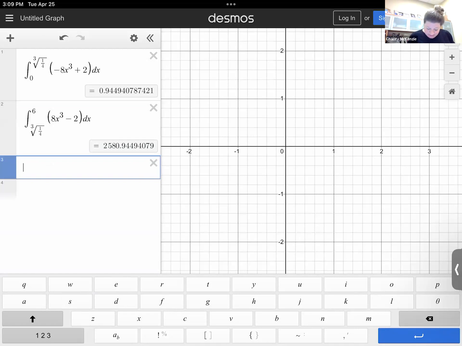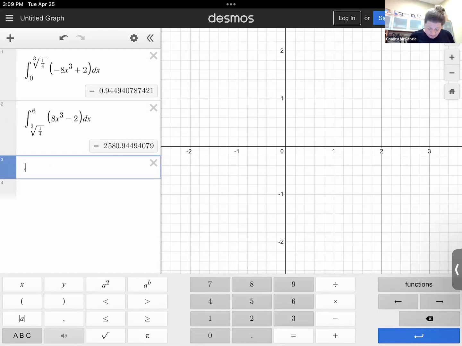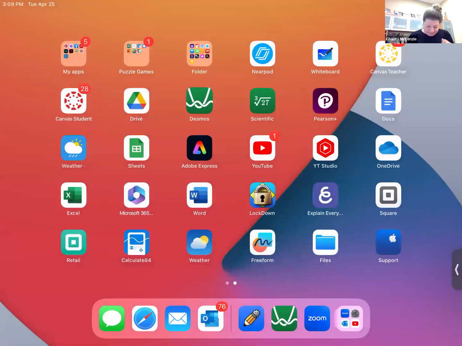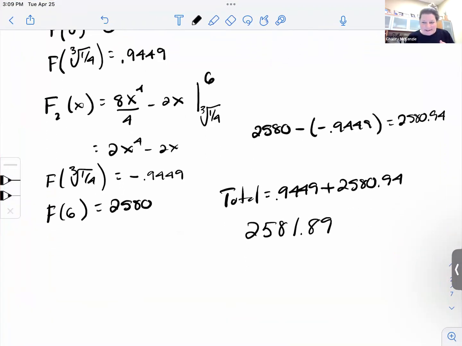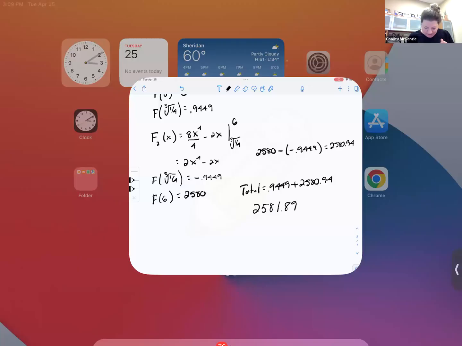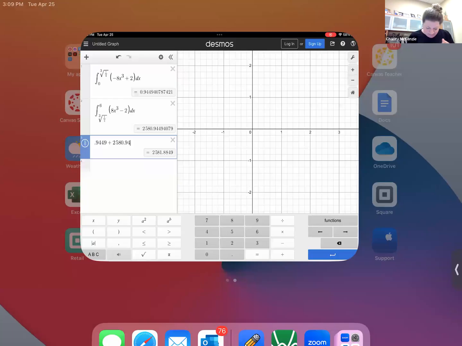And then we can just type it in and add them together. 0.9449 plus 2580.94-ish. Whatever. There we go. Is that what we got? I think that's what we got. 2581.88-ish. All right, let's look back. And that's what it was, right? 2581. Oh my goodness gracious, my memory, 2581. Yeah.